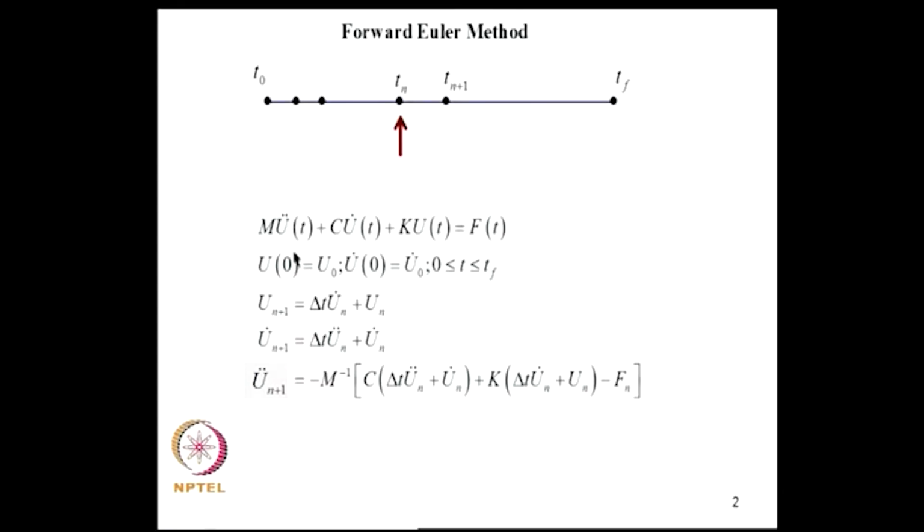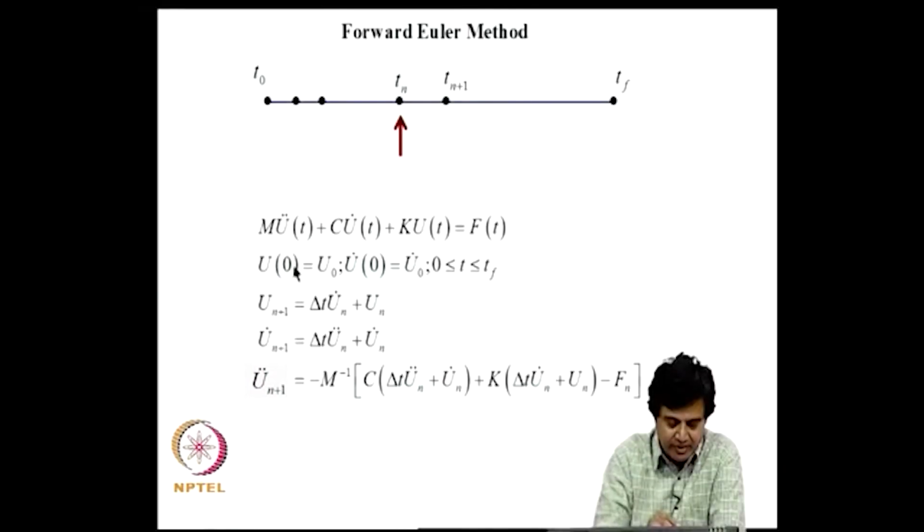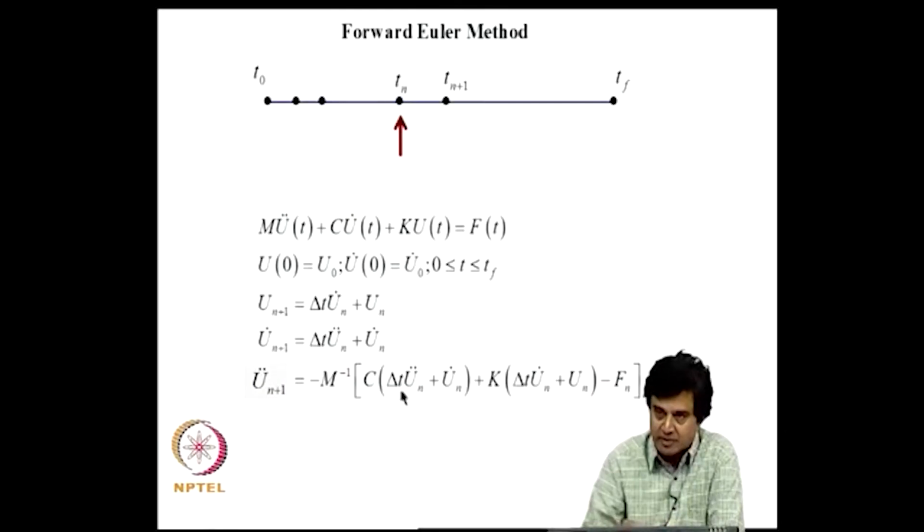We are restricting our discussion to linear systems. M u double dot plus C u dot plus k u equal to f of t with some prescribed initial conditions, and the time duration of interest is between 0 to Tf. Forward difference approximation to the derivatives lead to these equations for displacements and velocities, and substituting that we will get this equation for the evolution of the displacement.